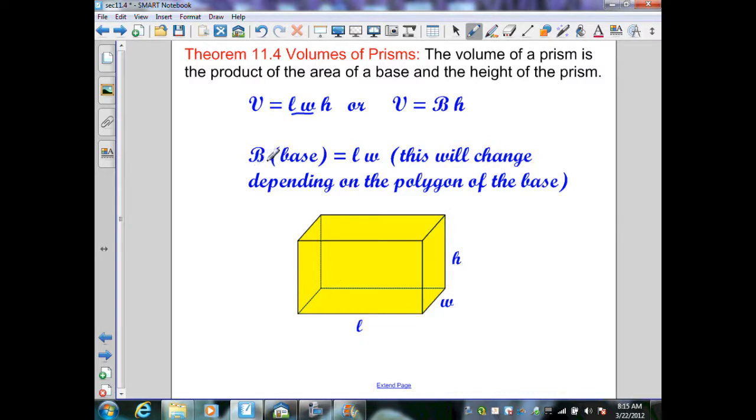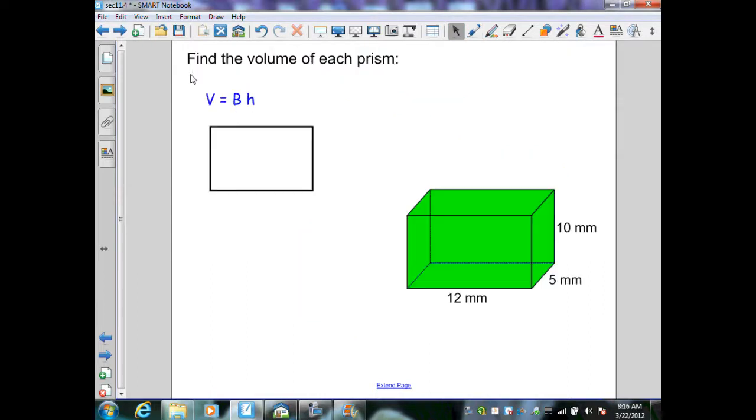We identify B as the base. And here, I have the base equal to L times W because it is rectangular. This will change depending on the polygon of the base. Here they want me to find the volume of each prism.